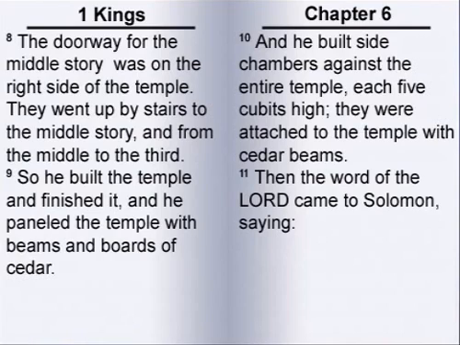So he built the temple and finished it, and he paneled the temple with beams and boards of cedar. And he built side chambers against the entire temple, each 5 cubits high. They were attached to the temple with cedar beams.